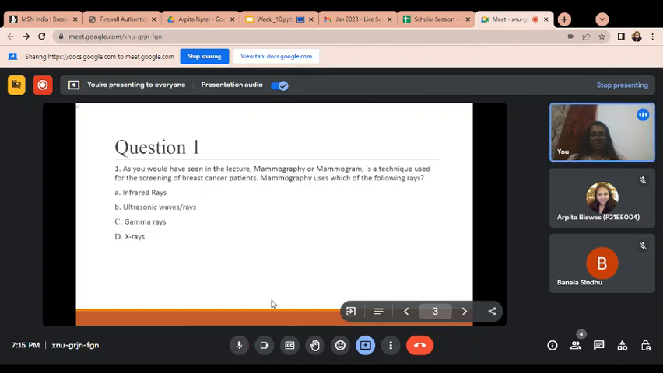What type of ray is used in mammography? No idea, ma'am. It is X-ray. X-ray is used in mammography.